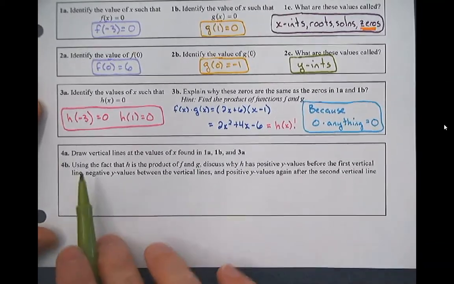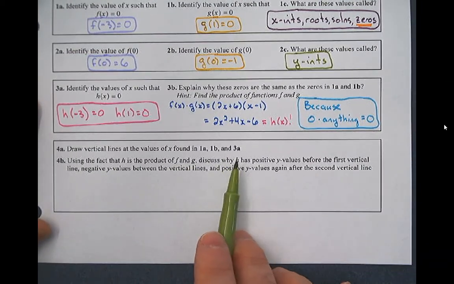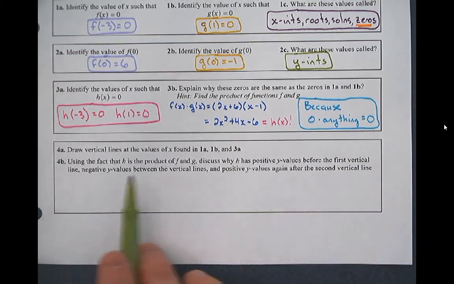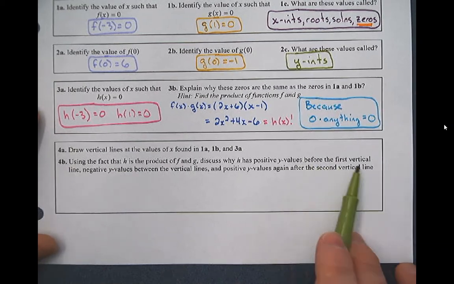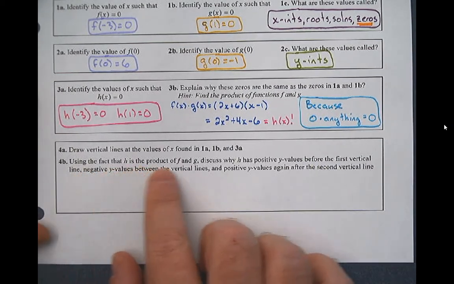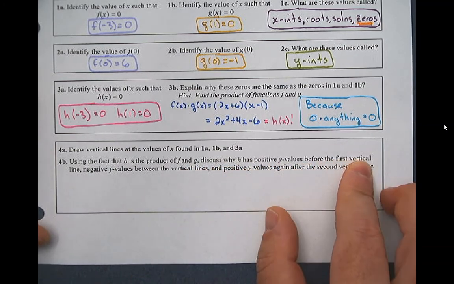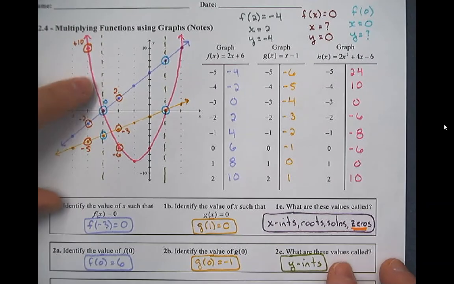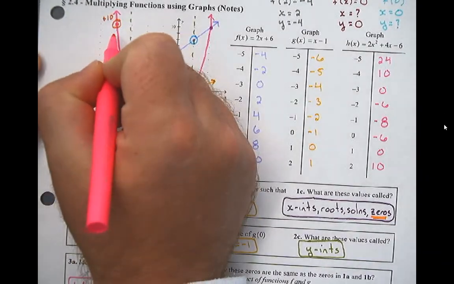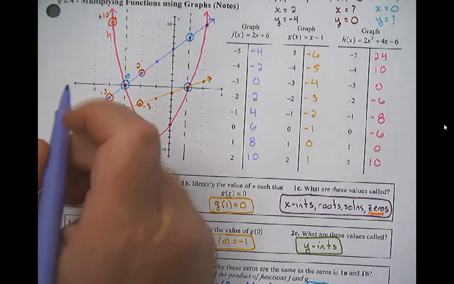Now, using the fact that h is the product of f and g, discuss why h has positive y values before the first vertical line. I'm going to stop there and try to break down what this is saying. H is the pink function. Maybe we should label these. This is my h function. This is f.